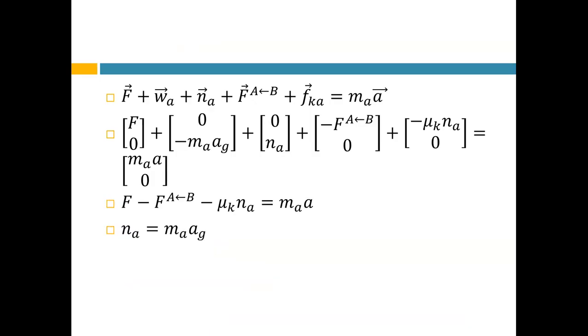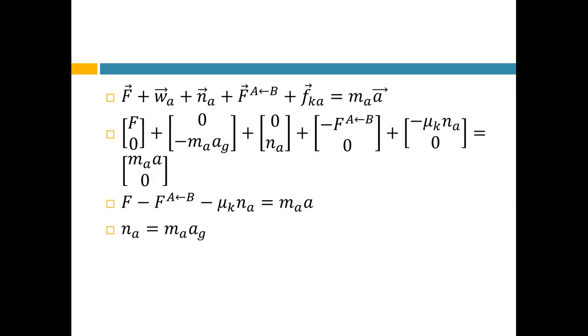You see, in your x equation there, you have F minus F on A from B minus mu k times N_A equals m_A times a. Now, if you had canceled that, if you just completely ignored the up and down forces, you would be stuck there because you don't know the magnitude of the normal force. You can find the magnitude of the normal force in the next equation, though. In the next equation, we see that the normal force is equal to the weight.